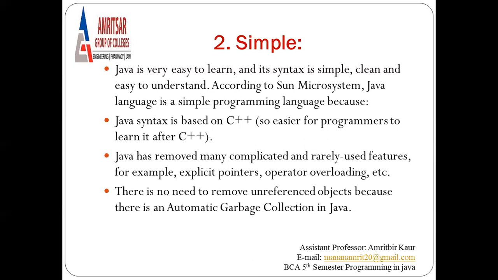So Java is simple. There is no need to remove unreferenced objects because there is automatic garbage collection in Java. So in C++, we use the new keyword to create an object and the delete keyword to remove or deallocate memory from the objects. But in Java, we do not need to remove unreferenced objects because it is done automatically by automatic garbage collection. So that's why Java is simple. There are three main reasons behind why Java is simple.